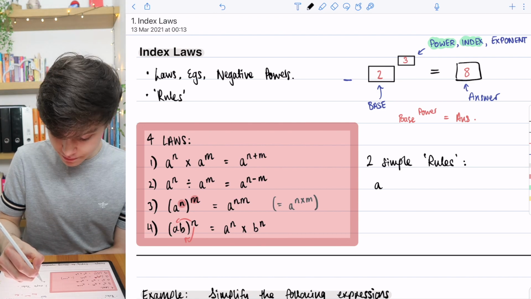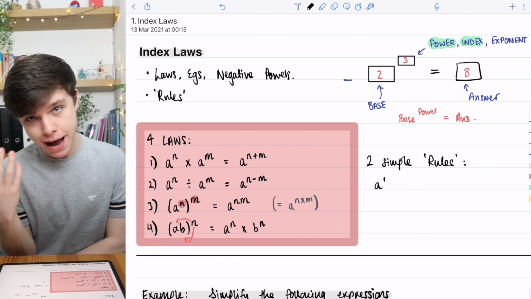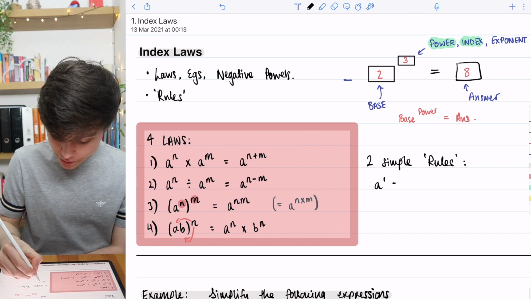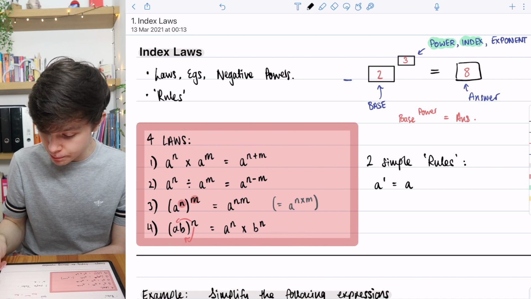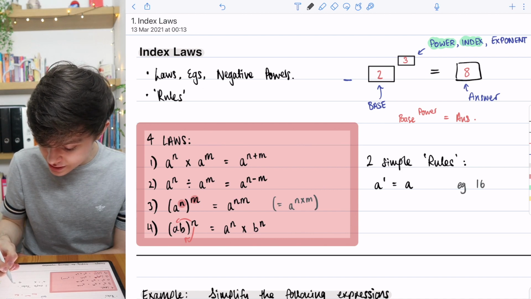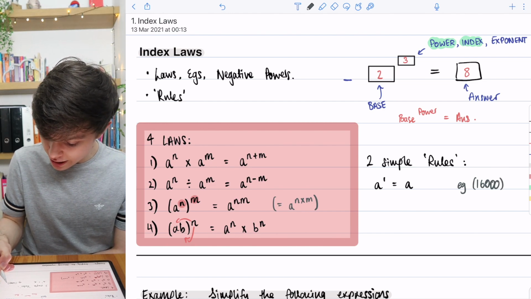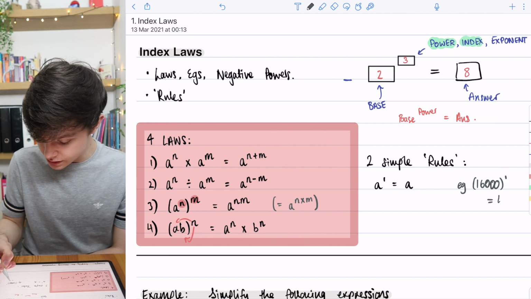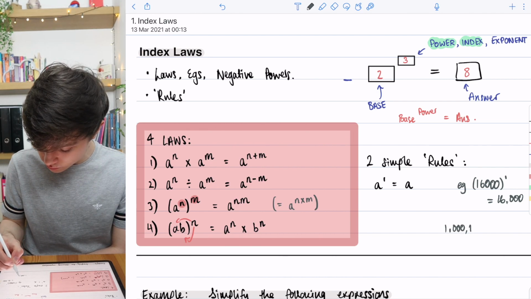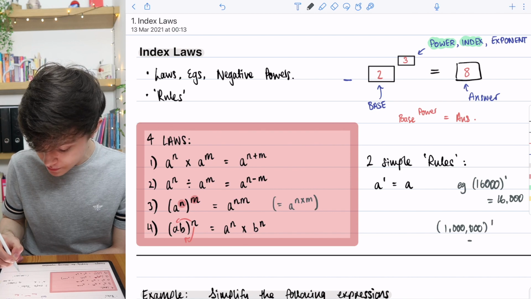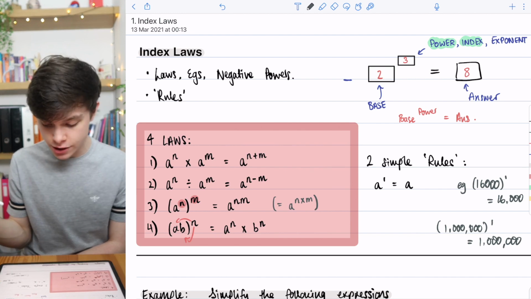If we raise a to the power 1, so we've got a to the power of 1, here our base is a and our power is 1. When we do that, we are going to get a. Anything to the power 1 just gives itself. So for example, if we had, I don't know, 16,000, there we go, that's 16,000, and we raise that, let's put brackets, and we raise it to the power of 1, that's just going to give me 16,000. If I had 1 million, and I raise that to the power of 1, that's just going to give me 1 million, because raising anything to the power of 1 doesn't change what the base is.